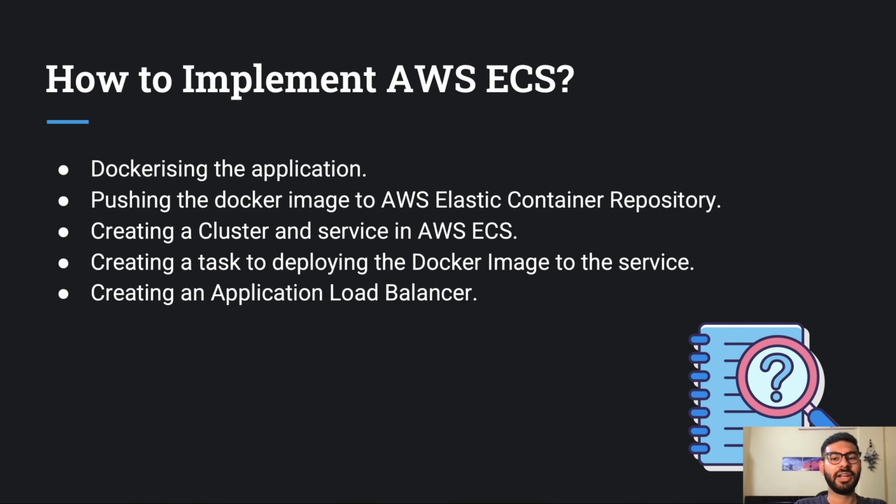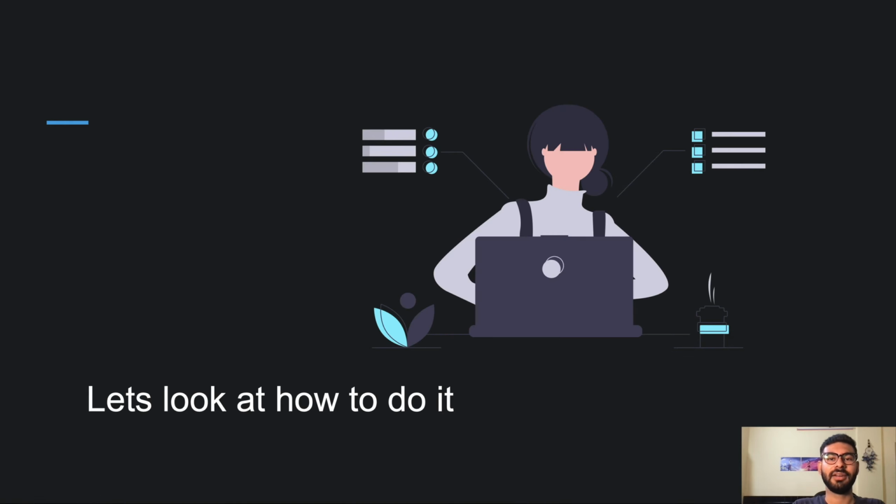How to implement AWS ECS? First of all, we need to Dockerize the application. Then push the Docker image to AWS Elastic Container Repository where all our images will be. Create a cluster and a service in AWS ECS, creating a task to deploy the Docker image to the service. Also, create an application load balancer to take care of the traffic. Now, the fun part. Let's see how to do it.